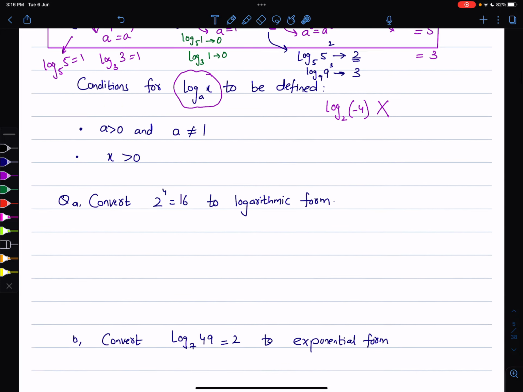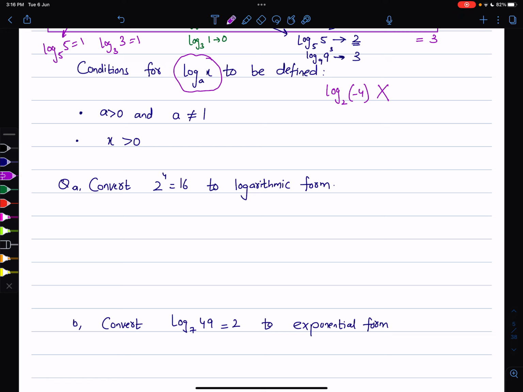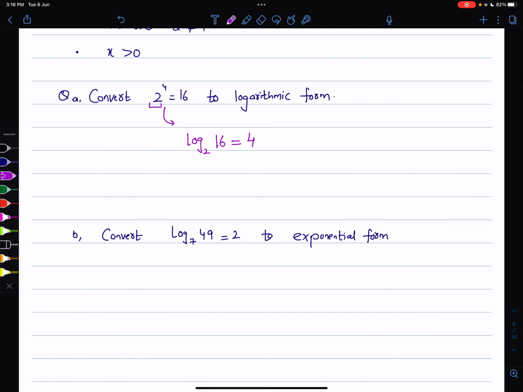Okay, let's look at a few questions. Convert 2 to the power of 4 equals 16 to log form. If you want to convert this into log form, the base is 2. So log to the base 2 of 16 will give us the power 4. Part B says convert log to the base 7 of 49 equals 2 to an exponential form. So we know that 7 is the base. If we raise it to the power of 2, the answer is going to be equal to 49. That's the exponential form.